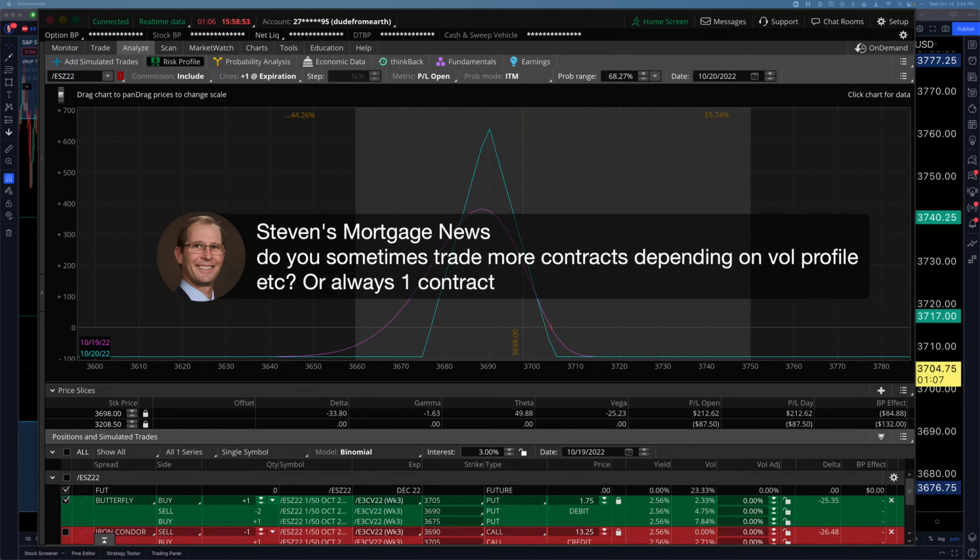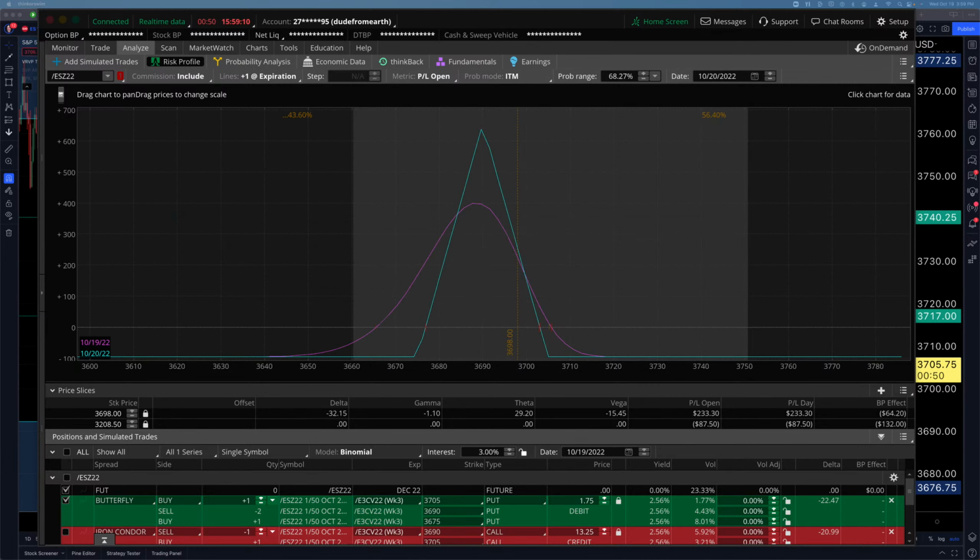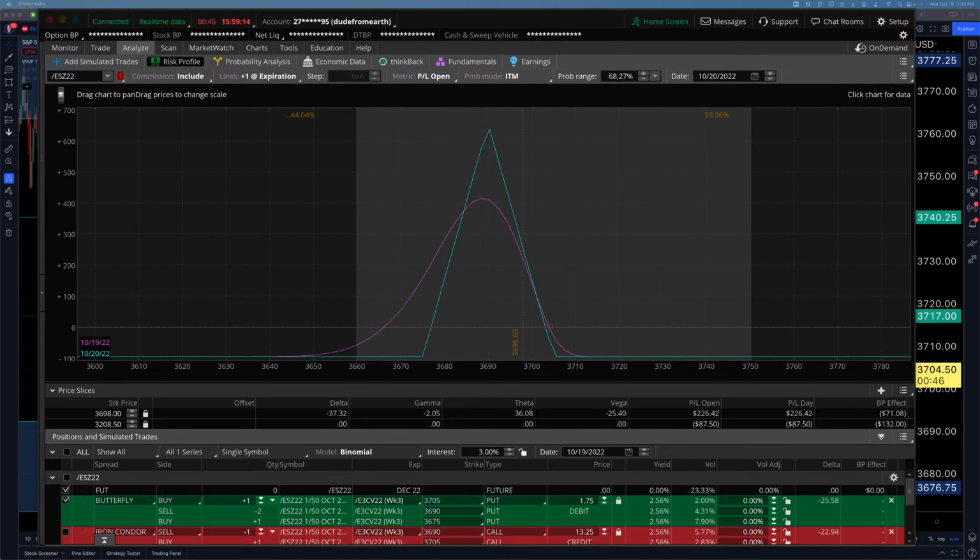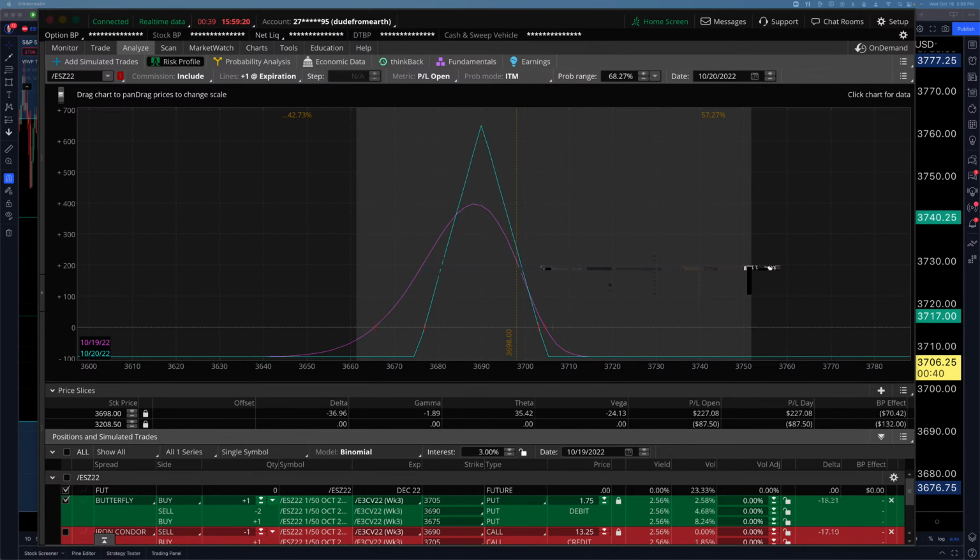Mr. Mortgage News says, do you sometimes trade more contracts depending on volume profile, et cetera, or always one contract? It depends on account size. So for the $25,000 account, I may sometimes go to 2 contracts if the price moves away from my target and I still think it's a good trade. I'll add an additional contract to get a better risk to reward, as long as it doesn't violate my max position size, which is around 1.5% for that $25,000 account.